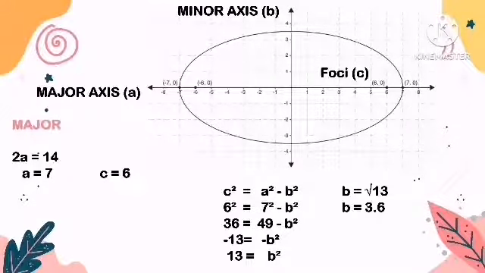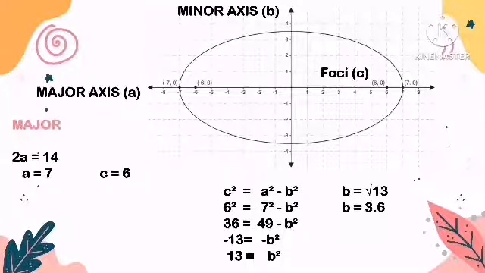Now that we already found those two values for our A and C, let's continue on finding our B using this equation: C squared is equal to A squared minus B squared. Let's substitute C by 6 and A by 7. 6 squared is equal to 36 and 7 squared is equal to 49. Let's subtract 49 from both sides of the equation, and our b squared would be -13.